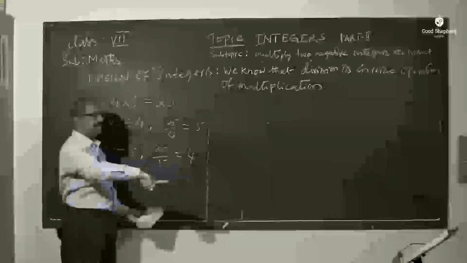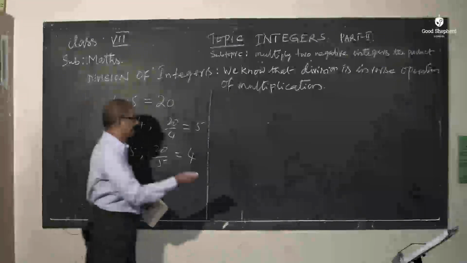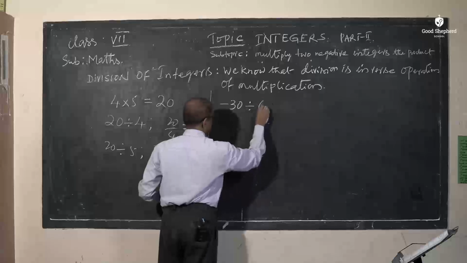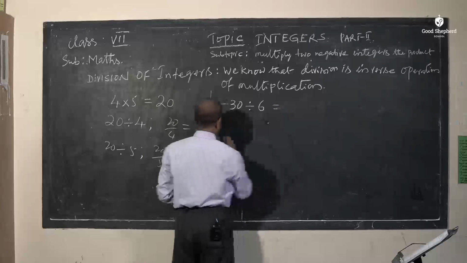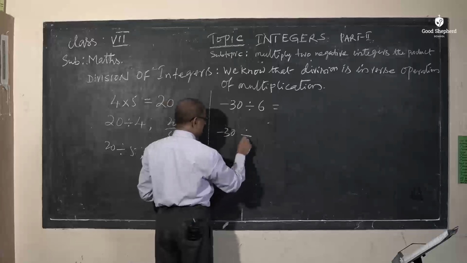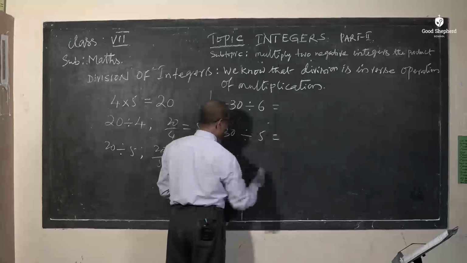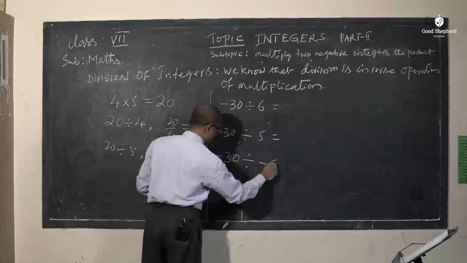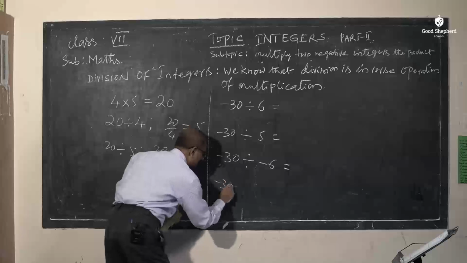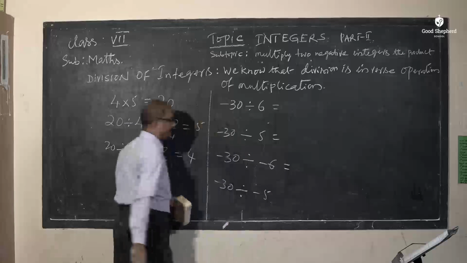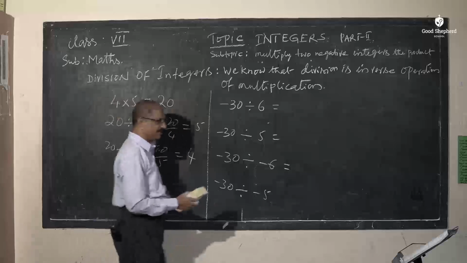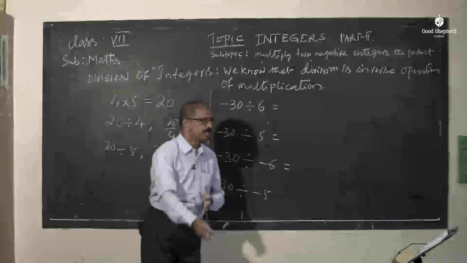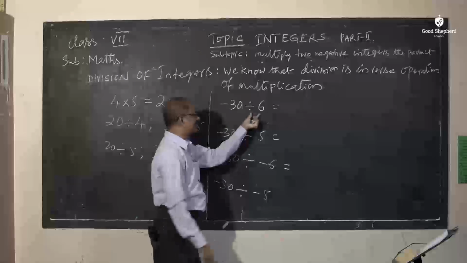A negative integer divided by a positive integer. Now, that is minus 30, which we can divide by 6. What will you get? Minus 30 divided by 5, what will you get as the result? Minus 30 divided by minus 6, and minus 30 divided by minus 5. Now we check very carefully. One is a negative integer divided by a positive integer.